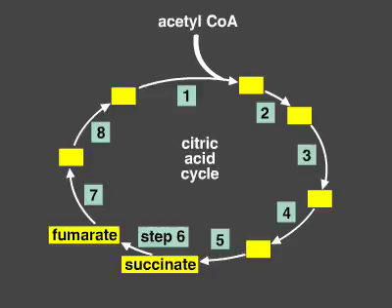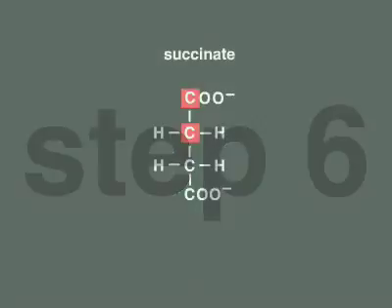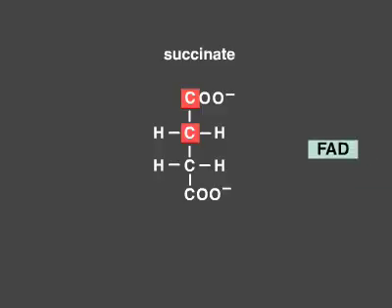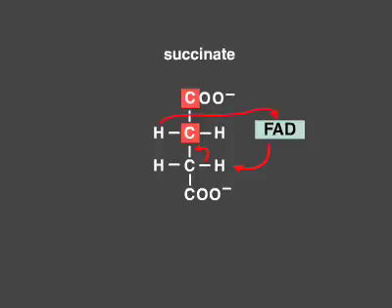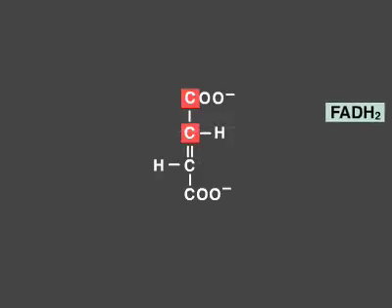In the next step, a molecule of FADH2 is produced. FADH2, like NADH, is an energy carrier that feeds high-energy electrons to the electron transport chain. In this reaction, succinate is converted to fumarate. Hydrogen atoms from succinate are stripped off and donated to FAD to produce FADH2.